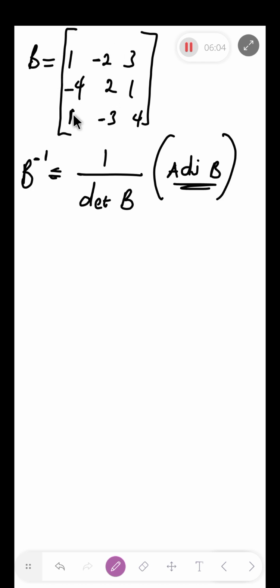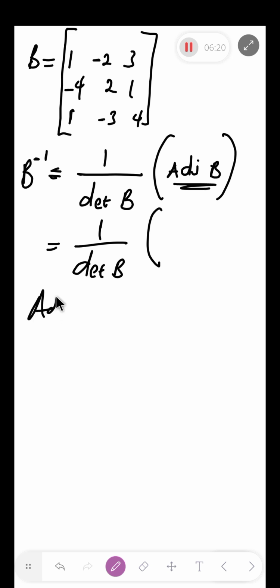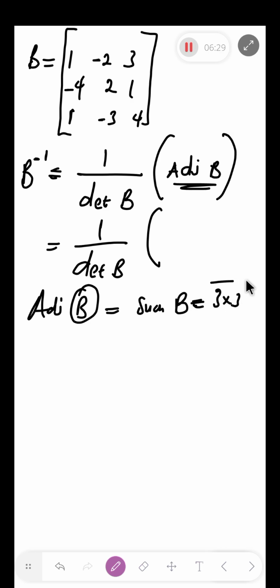Now, you can't do that for 3 by 3. How will you swap 1 to 4? There are 6 possible ways to swap this, so there's no way it can actually work. Take note, if you want to find the adjoint of a matrix and the matrix B given to you is a 3 by 3 matrix, or 4 by 4.